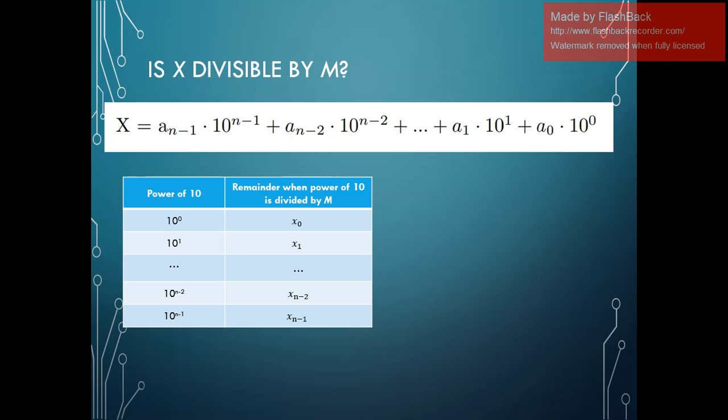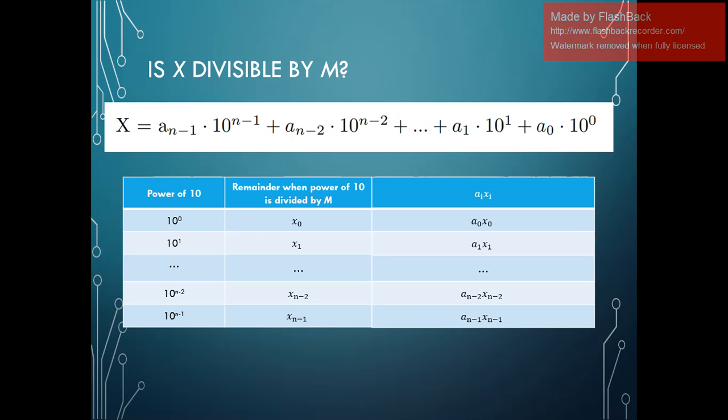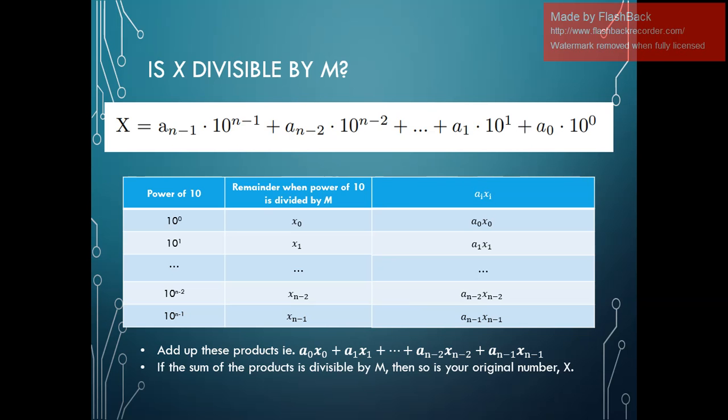Once again, as shown on the slide, these numbers are denoted as x sub 0, x sub 1, all the way up to x sub n minus 1. Next, we multiply each of these remainders by the number multiplying the corresponding power of 10. This can be seen on the third column of the table provided. The next step is to add up all of these products in your third column. If the sum is divisible by n, then so is your original number x.